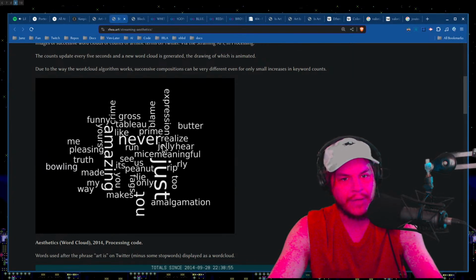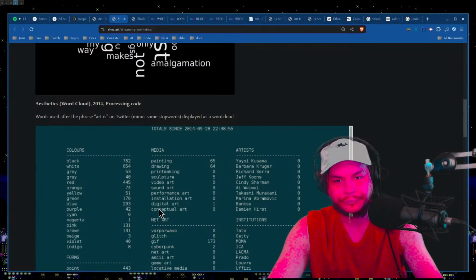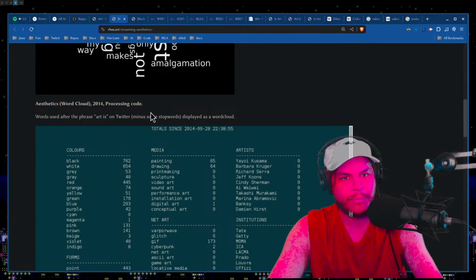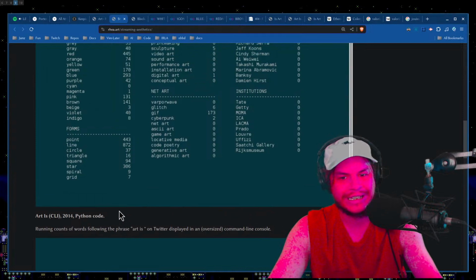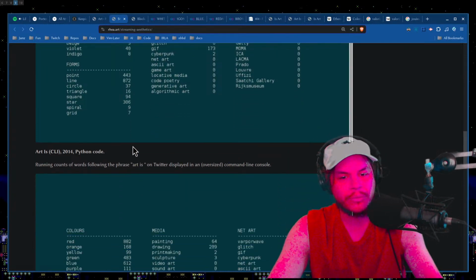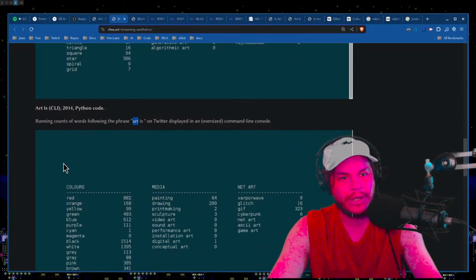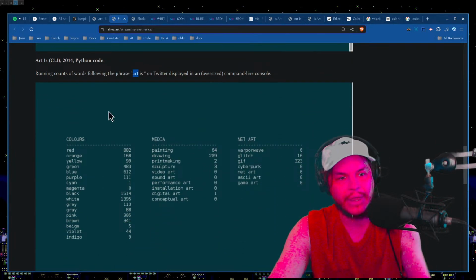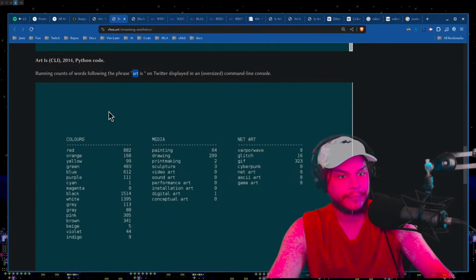Tableau, Prime, Never, Jelly here. So, words used after the phrase "art is" on Twitter, minus some stop words, displayed as a word cloud. Love it. Art is CLI: running counts of the words following the phrase "art is" on Twitter, displayed in an oversized command line file. Love that. GIF.